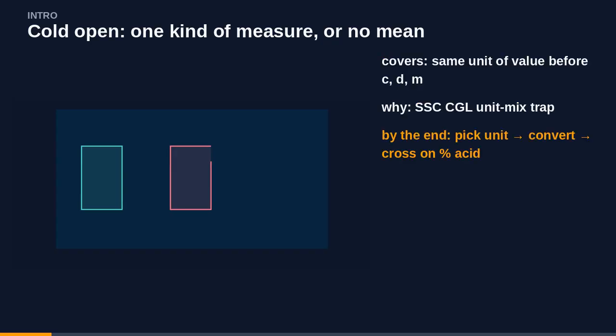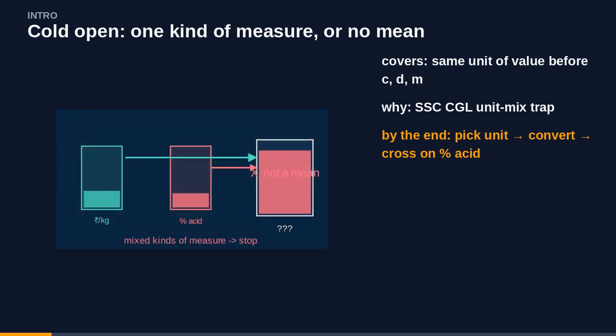Alligation only works when every ingredient is written in the same unit of value, rupees per kilo with rupees per kilo, or percent acid with percent acid. Mix a rupee rate with a purity percent, and you do not have a mean at all. SSC CGL Quant loves that trap. By the end, you will pick the value unit first, convert every ingredient into it, then run the cross honestly on acid percentages.